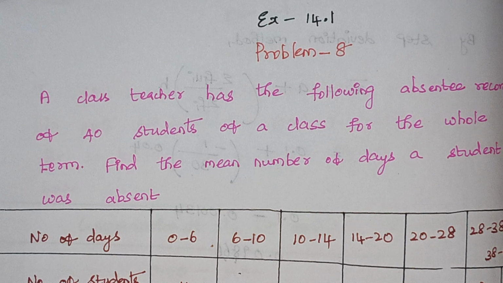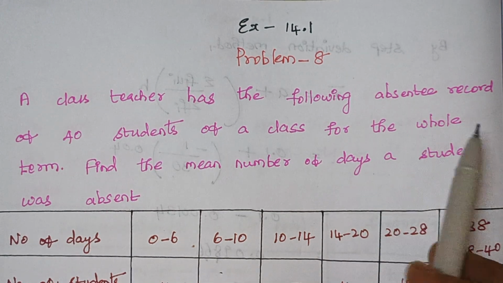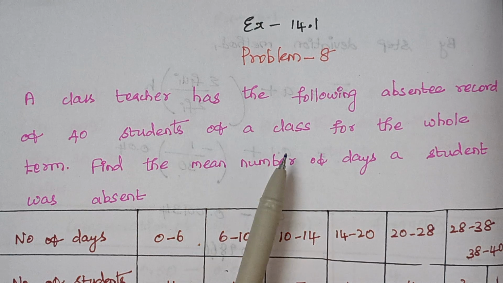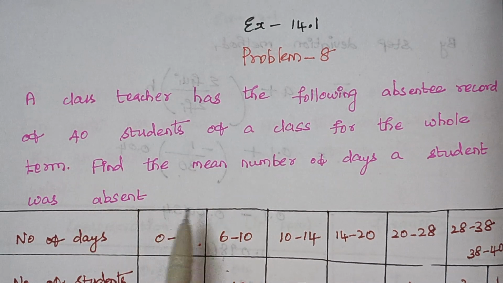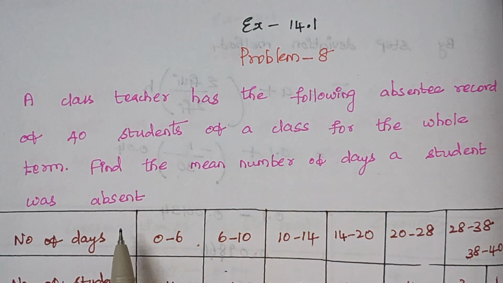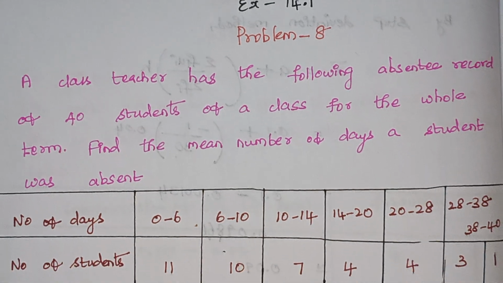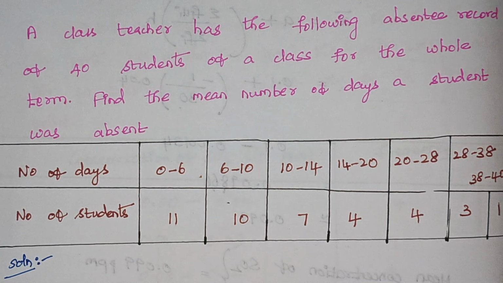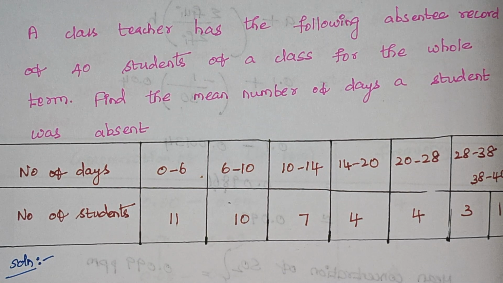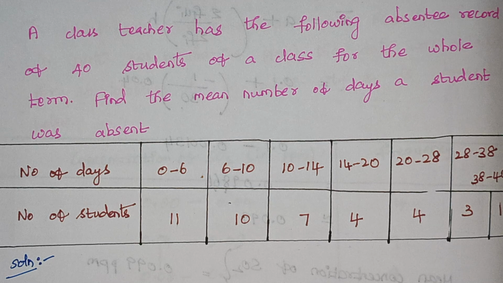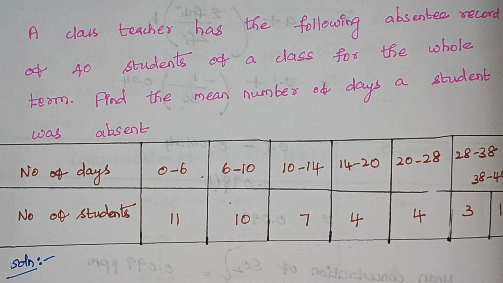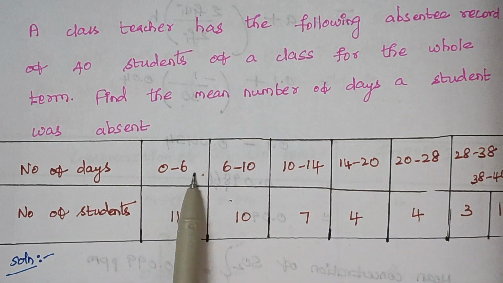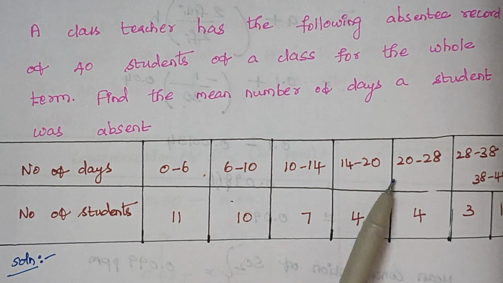Problem number 8. A class teacher has the following absentee record of 40 students of a class for the whole term. Find the mean number of days a student was absent. So here we have the number of days and the number of students. We have to find the number of days a student was absent. Again, you see here the intervals are proper: 0 to 6, 6 to 10, 10 to 14, 14 to 20.